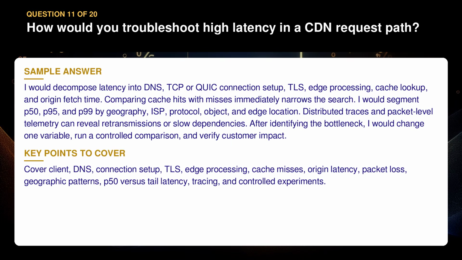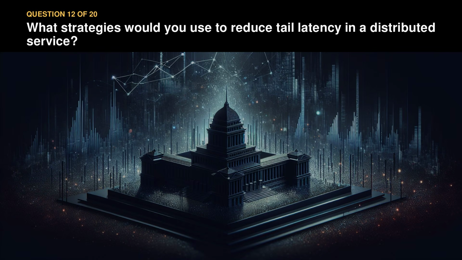Cover client, DNS, connection setup, TLS, edge processing, cache misses, origin latency, packet loss, geographic patterns, P50 versus tail latency, tracing, and controlled experiments. Question 12. What strategies would you use to reduce tail latency in a distributed service?